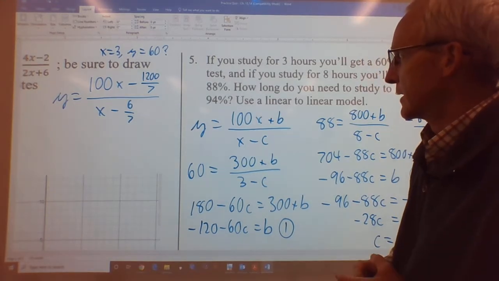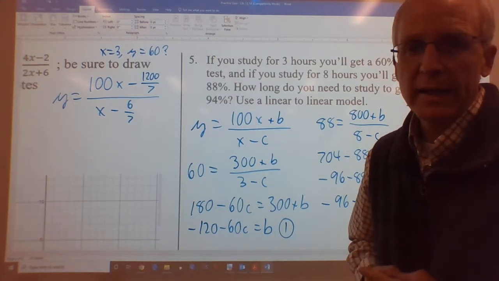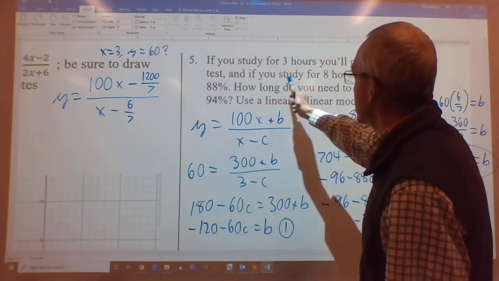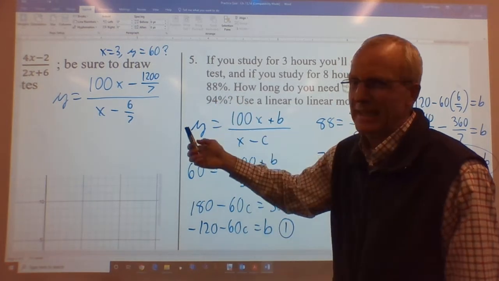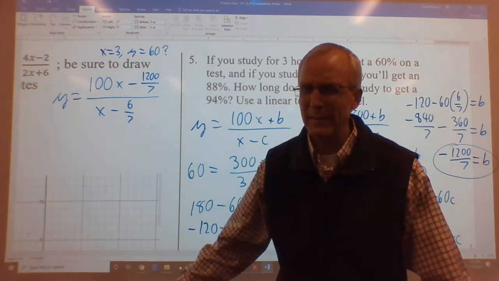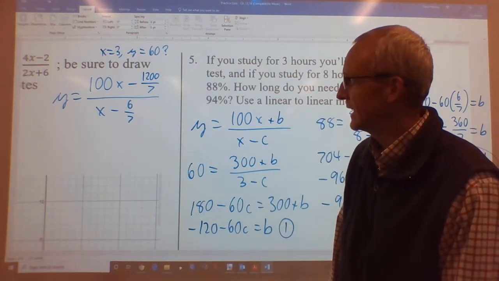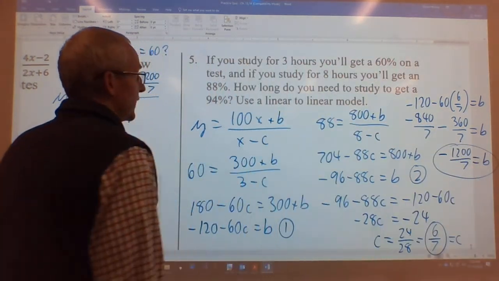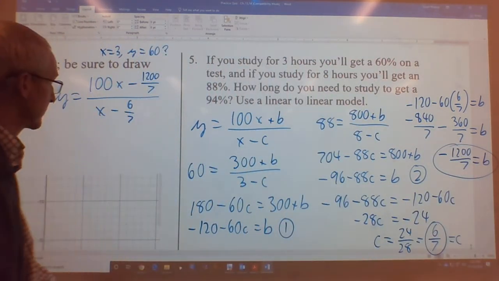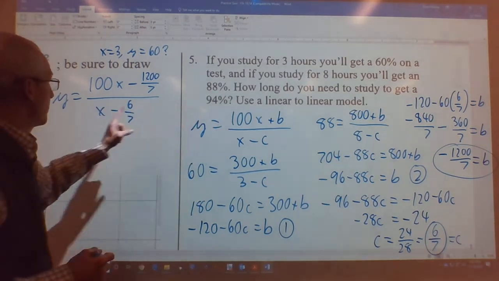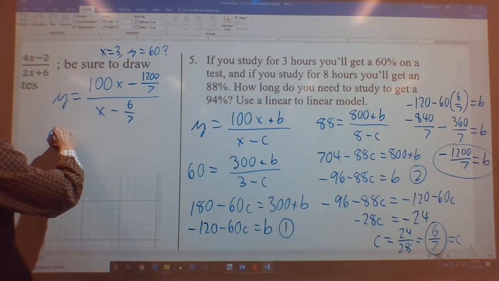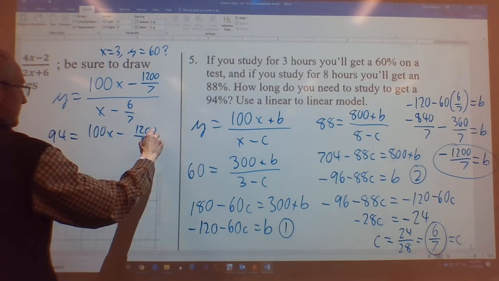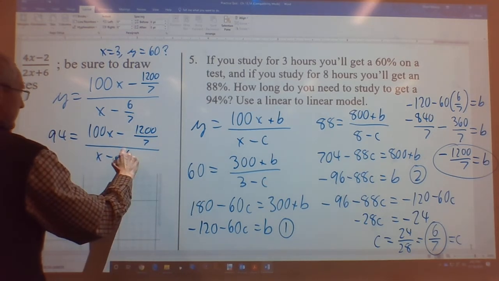That's probably correct. So now we should also get an answer that makes sense for a 94%. If we study for 8 hours to get an 88, then to get a 94, maybe 11 or 12 hours, maybe get away with only 10 hours of study. 94 is an A, so you want to get that. So maybe 11 or 10, something like that, not 50. Okay, so let's figure it out. You plug in 94, and we solve for x. So 94 is equal to 100x minus 1200 over 7, divided by x minus 6/7.